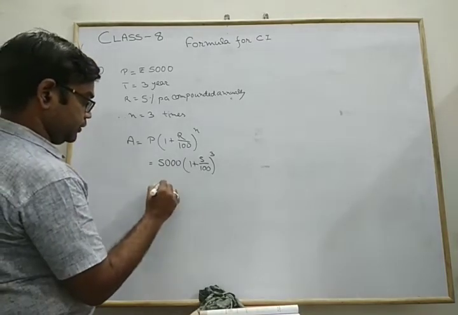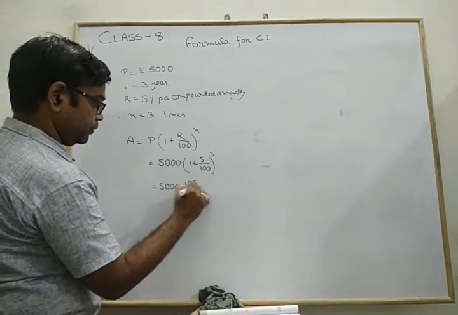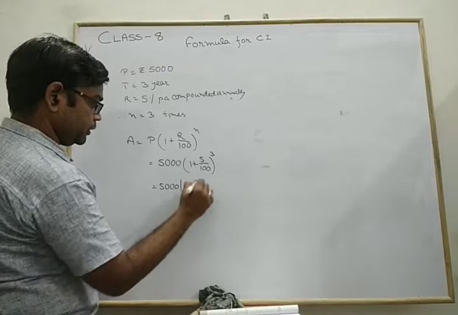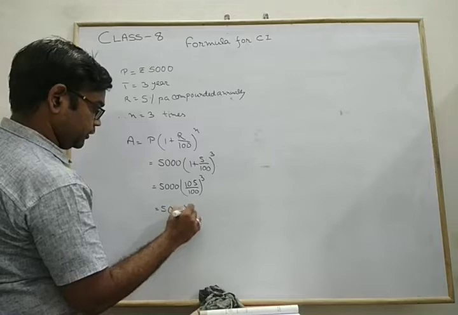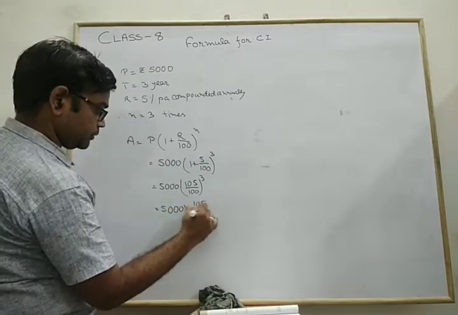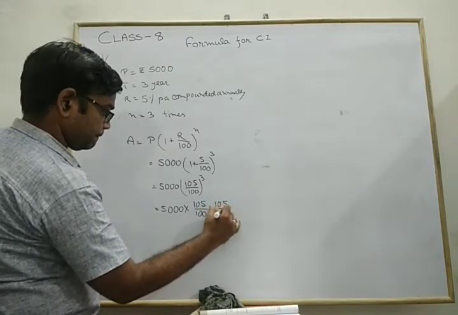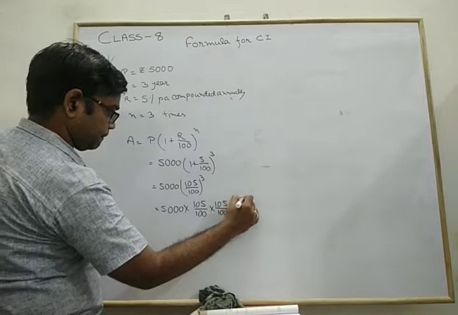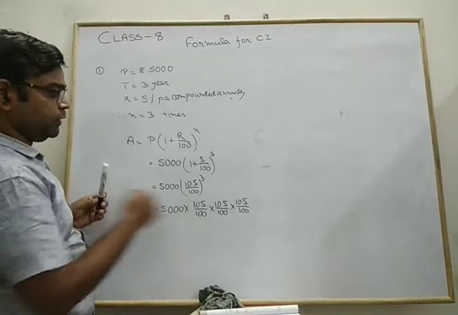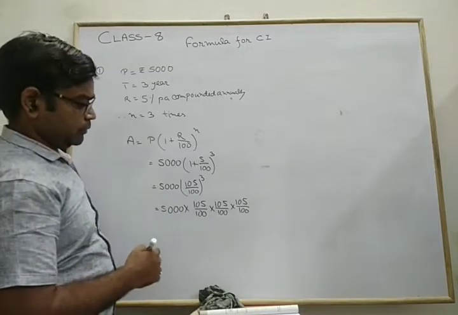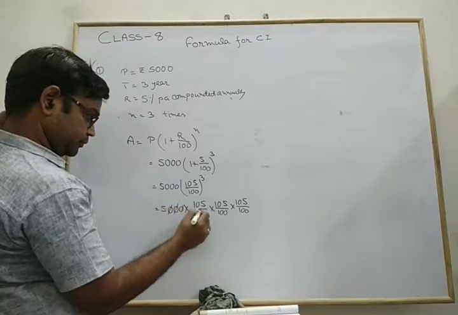So solve it. In this case, what do we want? We know that it's 105 upon 100 whole to the power 3. Need not confuse, simply write down what is given to you. 3 times. Do not solve immediately. You can solve inside the bracket so that it does not confuse you. First solve this 3.